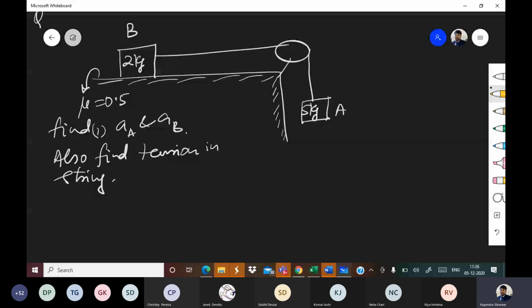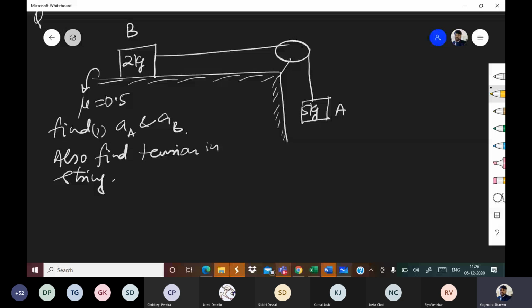Enough time given. Please give me the answer. Presley is saying A is equal to 40 by 7, T is equal to 150 by 7. Okay, and he has got one like also. Samarth has liked.